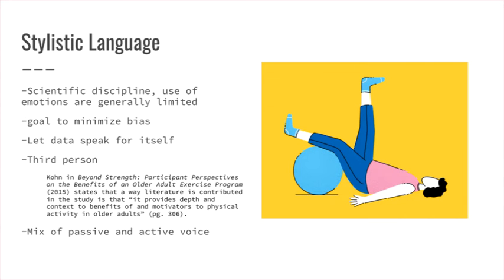The use of a third person also reinforces disconnect from personal and data, which makes it difficult to analyze the pathos utilized in the kinesiology discourse community. However, an example of third person is demonstrated by Cohen and Beyond Strength participant perspectives on the benefits of an older adult exercise program, again published in 2015. This states that a way literature is being contributed in the study is that it provides depth and context to benefits of and motivators to physical activity in older adults. Here it can be seen that the direct use of it implies the use of third person.